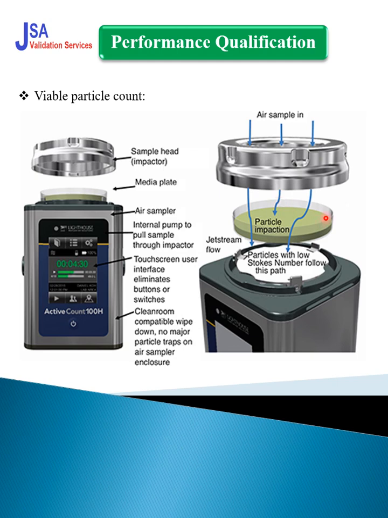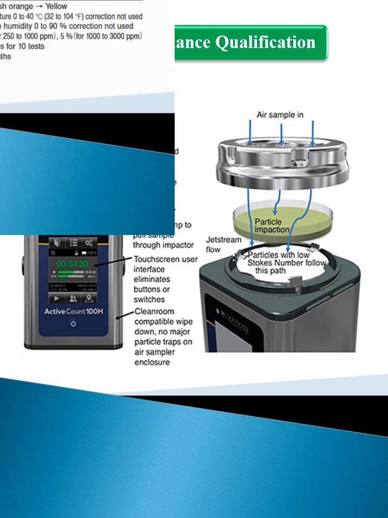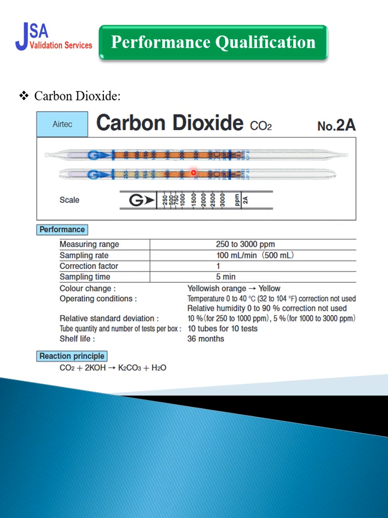Viable particle count is also done through air sampling. For the air sampler, we have to place the arrangement over this head, so that the air will be passed through this head and will be in direct contact with the media plates. The particles settle on this media plate, which will be incubated and will give the result for the viable particle count at those points.